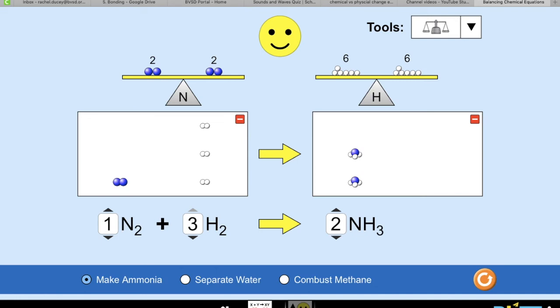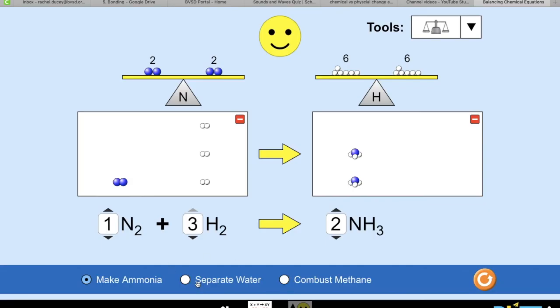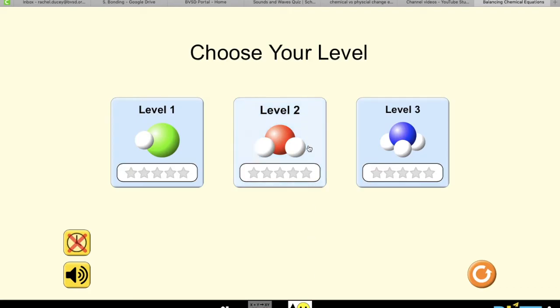Then it is your job and opportunity to move forward and play this game, which you can click on the bottom part of the screen. I'm going to let you choose your own level. It depends on how much you would like to challenge yourself. I recommend level 2, but you can choose which level you feel like you're at as you're starting to go through these. And don't forget, this is after you've separated water and combusted methane.